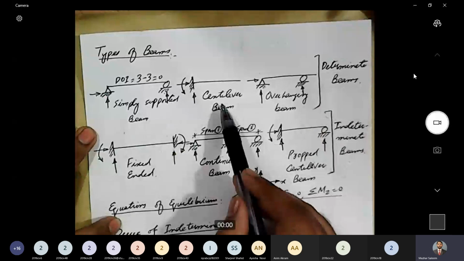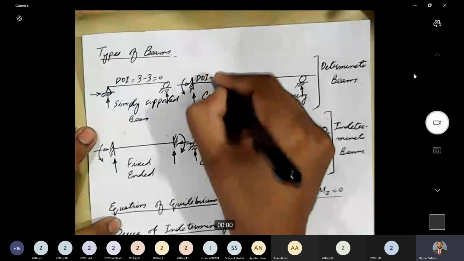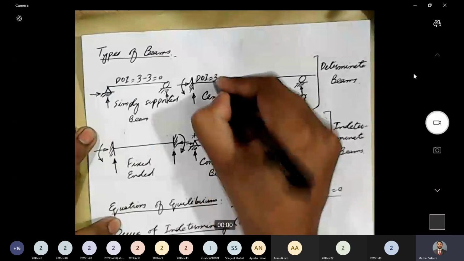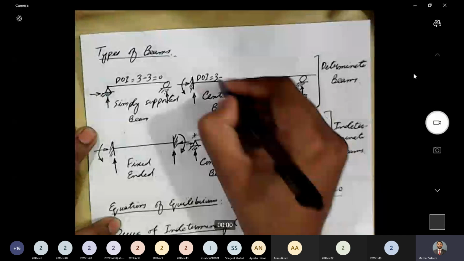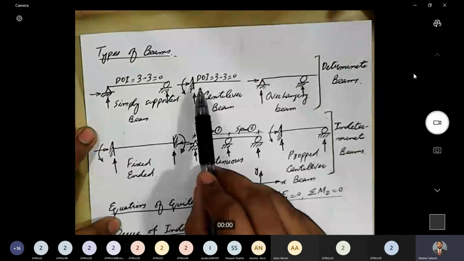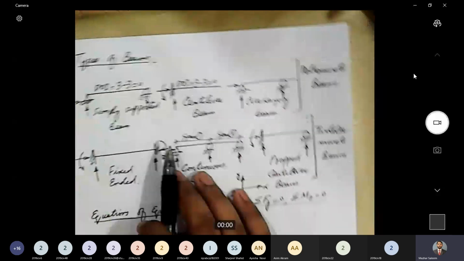Let's move to a cantilever beam. Degree of indeterminacy of a cantilever beam. How many reactions are there? 3 reactions. How many equations? 3 equations. 3 minus 3 is equal to 0. So degree of indeterminacy of a cantilever beam is 0. That's why it is a determinate beam.